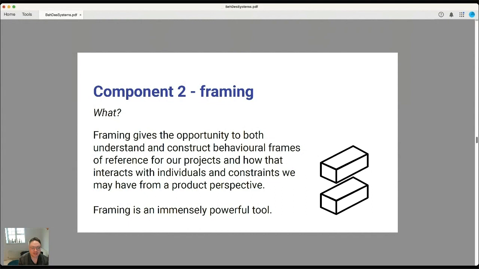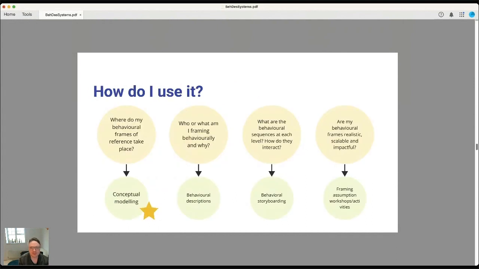So when we're thinking about behavioral framing, we're thinking about how these frames and contexts interact with individuals and the constraints that we can have from a product perspective. And framing is an immensely powerful tool. So again, some questions to think about when you're framing, perhaps if you'd like to use this model or just steal one bit of it. Now, how do I use it? So asking questions like, where do my behavioral frames of reference take place? What are they? So for example, conceptual modeling, and we'll talk about that in a second. Who or what am I framing behaviorally and why? Now, I've put behavioral descriptions.